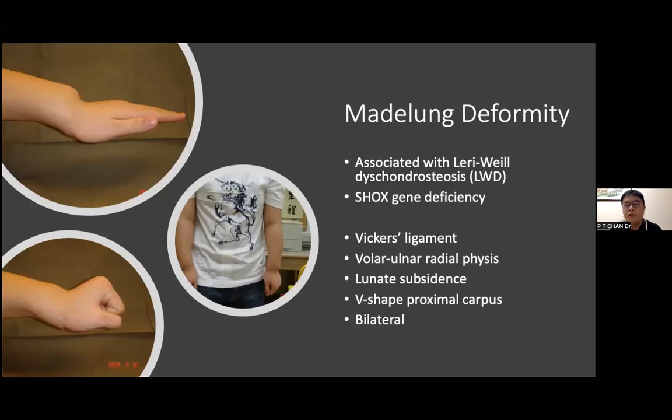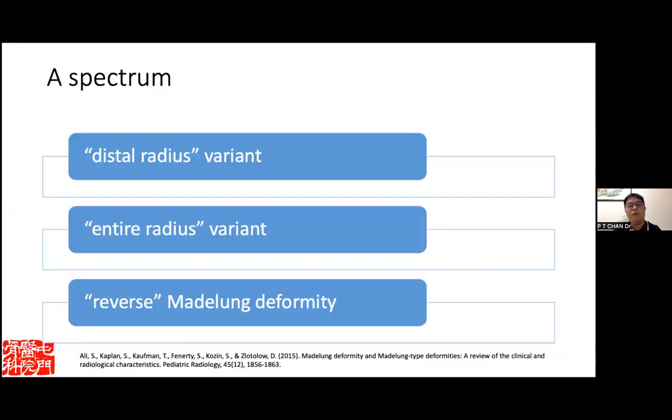I think most of you know that Madelung deformity is associated with Leri-Weill dyschondrosteosis, and it's because of SHOX gene deficiency. Most often we will find a ligament associated with this deformity. The deformity is actually an ulnar radial physis growth defect. We may see lunate subsidence and also a V-shaped carpus. Many times it is bilateral.